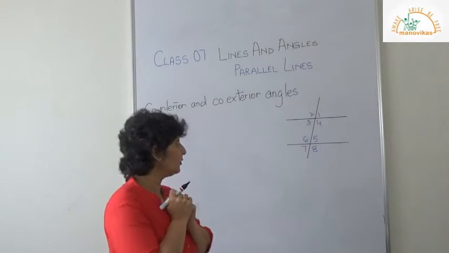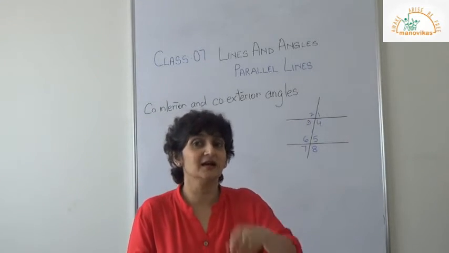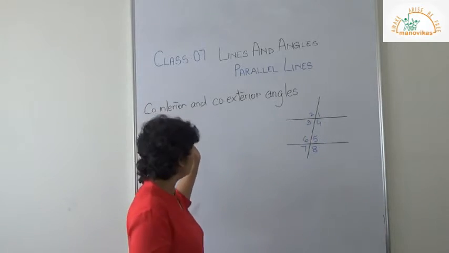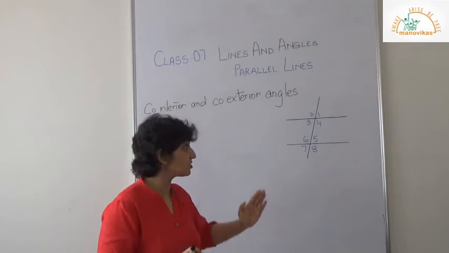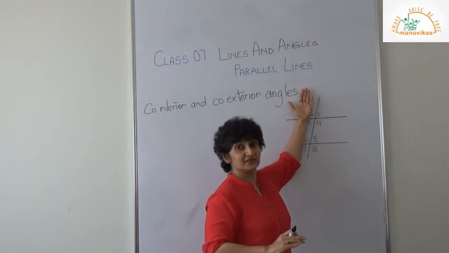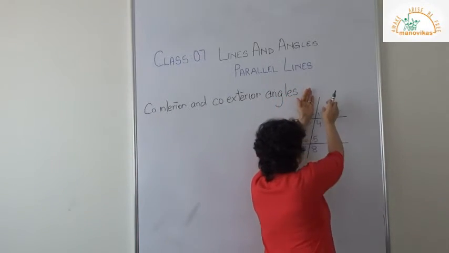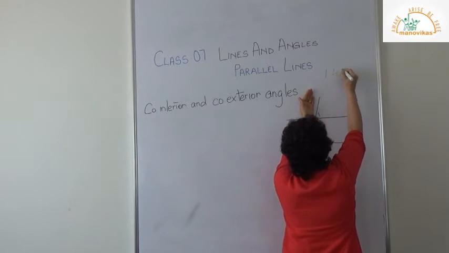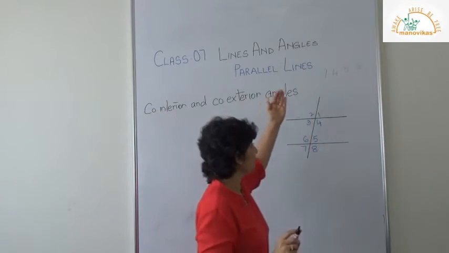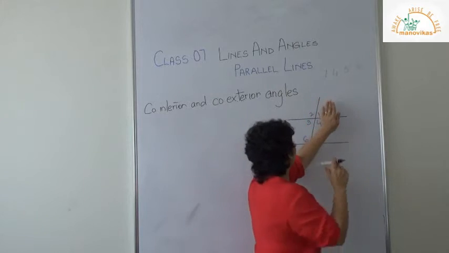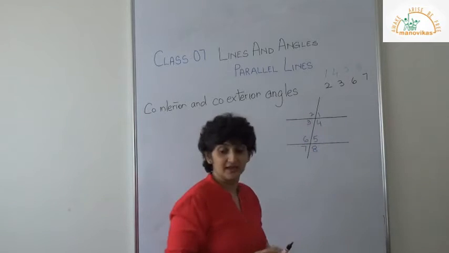Now let's move on to co-interior and co-exterior angles. Now the last one, children, co-interior and co-exterior angles. First, let's understand the meaning of co-interior or co-exterior. The meaning is the angles on the same side of the transversal. Like for example, if I take here, now these are the angles 1, 4, 5, 8. These are on the same side of the transversal, right? And then if I go here, I have 2, 3, 6 and 7, isn't it?